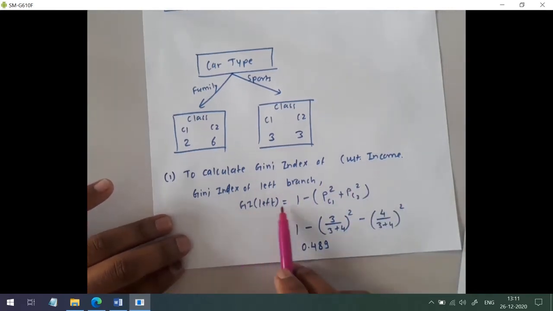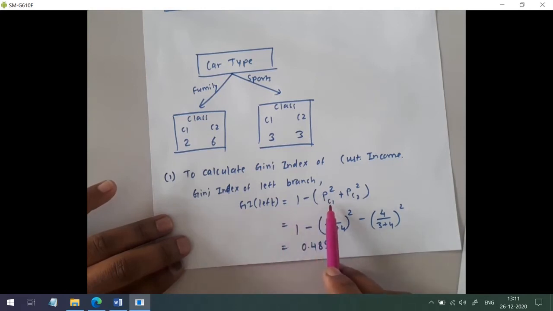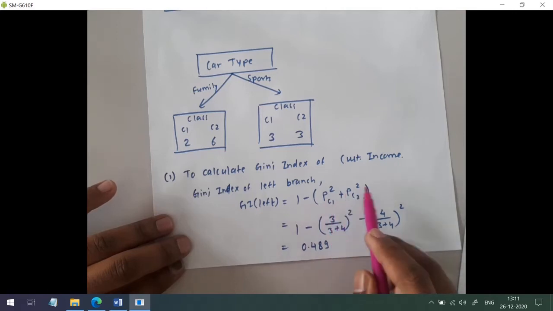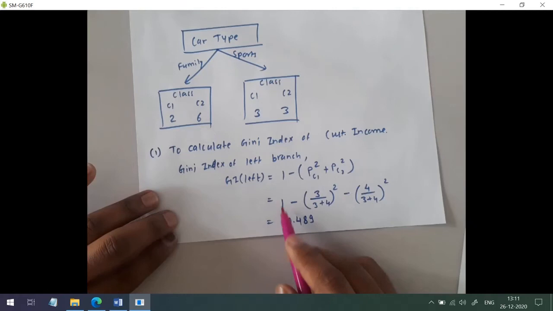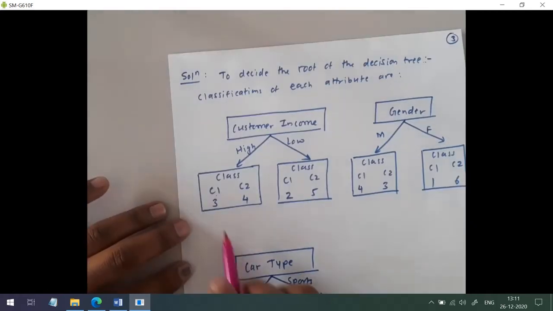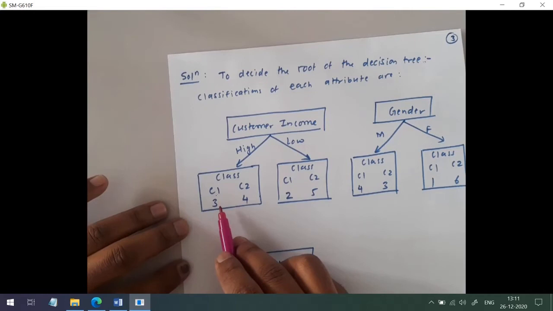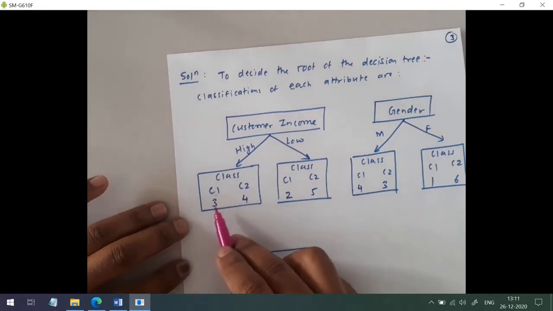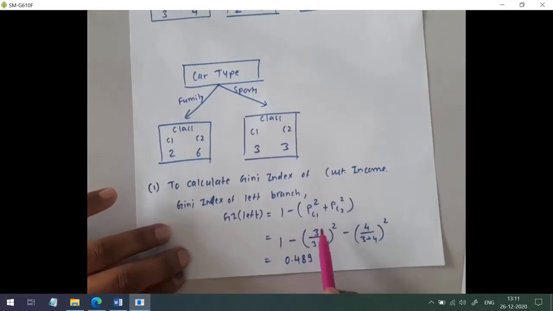So GI left equals 1 minus the probability of C1 class. Here we have C1 and C2 as the classes; you may have positive and negative, or yes or no. So probability of C1 plus probability of C2, and square of that. How many instances are there? Total 7. Out of that, 3 are C1. So the probability of C1 class is 3 out of 7, and the probability of C2 will be 4 divided by 7. And you calculate the GI of the left branch.